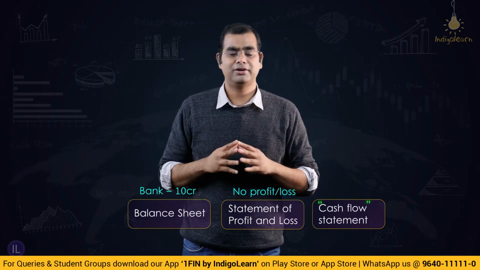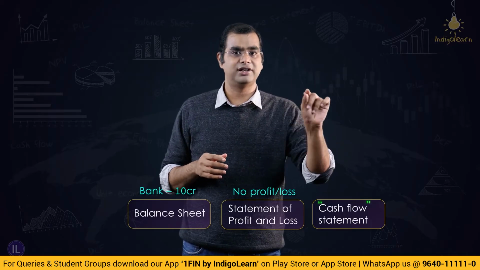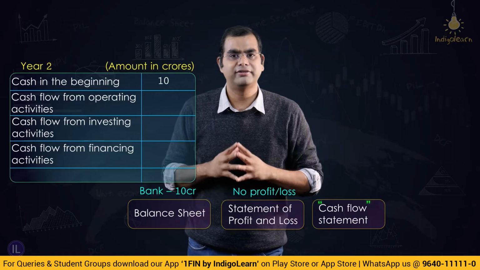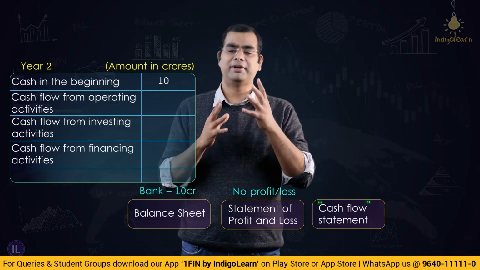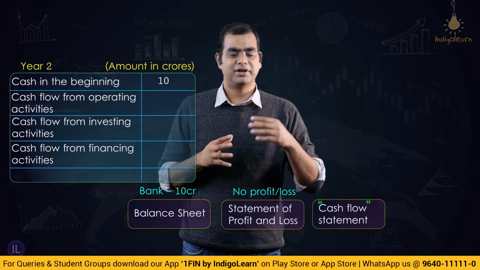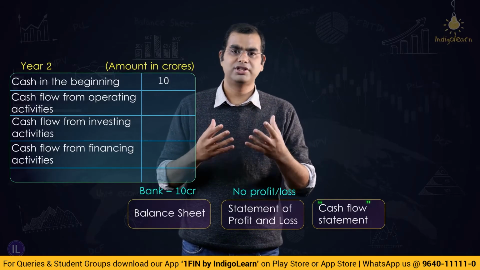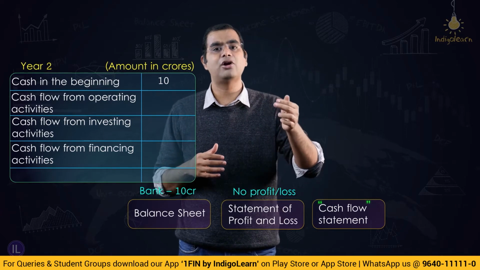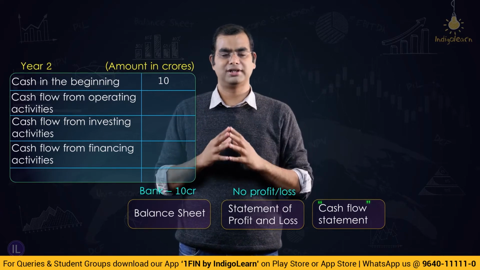In year 2, what happened? Opening cash was 10 crores because at the end of year 1 we already had 10 crores in the bank. Then what did we do? We actually had operations. In this year, what operations did we have? We had operations of purchases and sales, right? How much did we purchase? We purchased for 8 crores, we sold for 10 crores, and we made an operating profit of 2 crores. Correct?